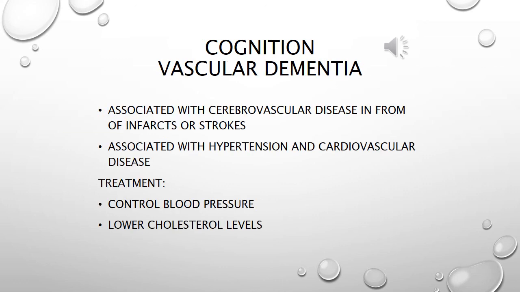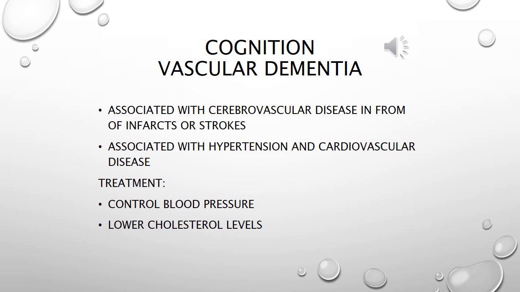With vascular dementia, it is associated with cerebral vascular disease in the form of multiple infarcts or strokes, a single larger infarct, or small vessel disease. It affects approximately 10 to 20% of people with dementia. The rate is higher in men than women and tends to have a more abrupt onset than Alzheimer's disease.